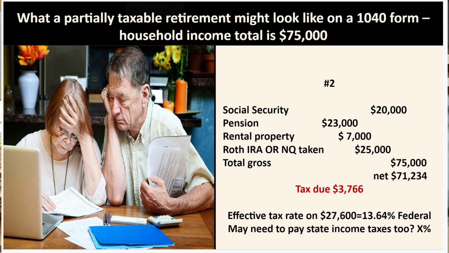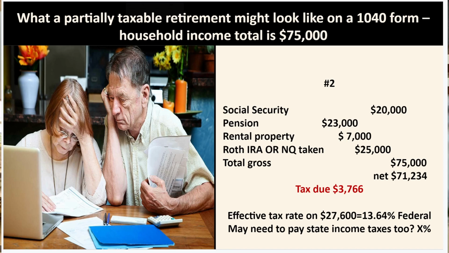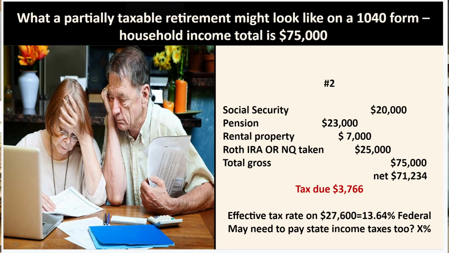We still have the $20,000 of Social Security income. We still have the $23,000 of pension income, and we still have the rental property that generates $7,000 in profit each year that shows up on the return. But look at that. We took $25,000 out of a Roth IRA or non-qualified account for that $25,000. So our gross income is still $75,000. But look what happened to the tax bill. It dropped down to $3,766. So if you picked that one as the answer, you are also correct.